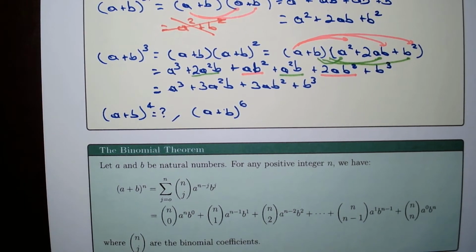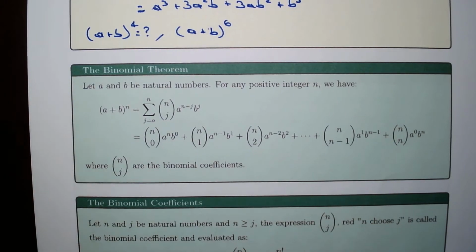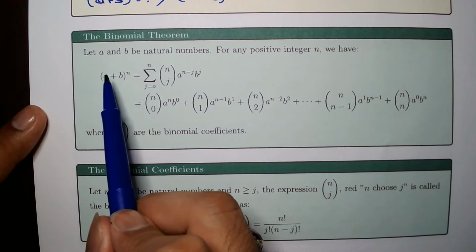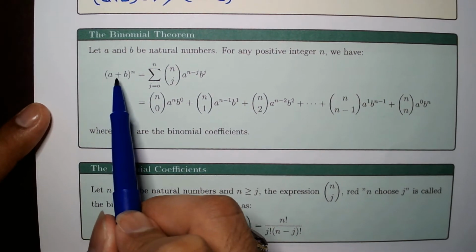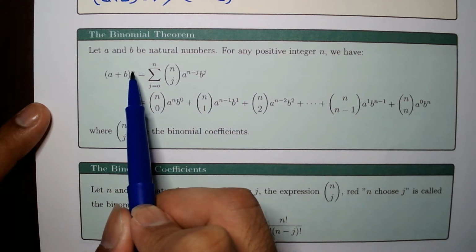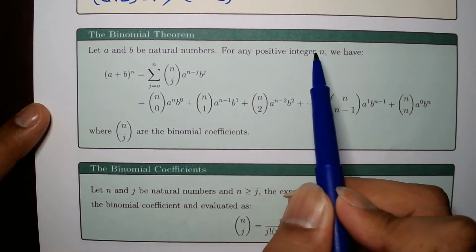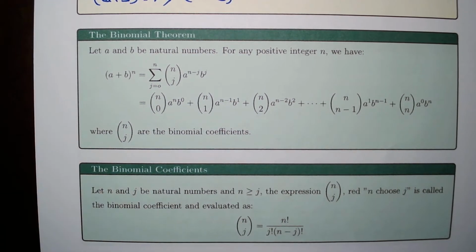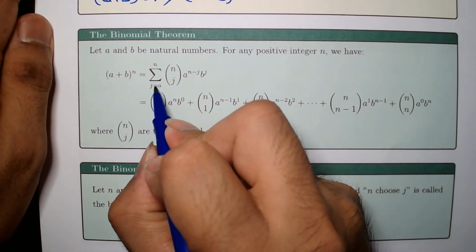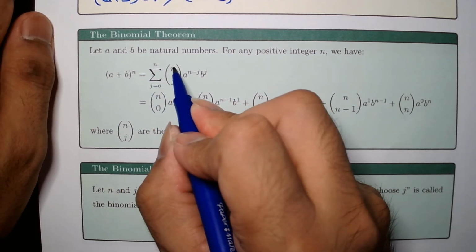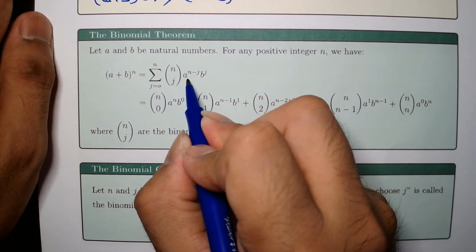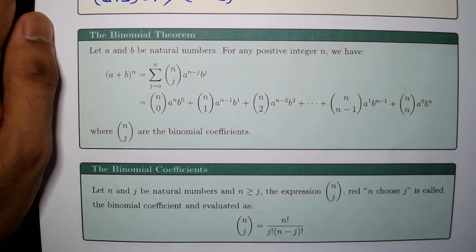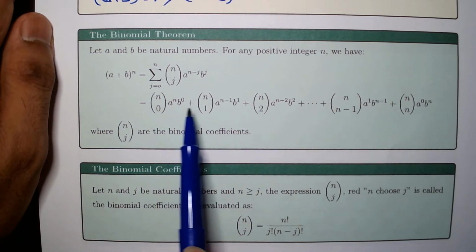So in this case, what we're going to do is use the binomial theorem. Consider the two quantities a and b raised to a power n, where n is a positive integer, a natural number. This is the sum going from j equals 0 to n of n choose j times a to the n minus j, b to the j, and it's expanded in this way.